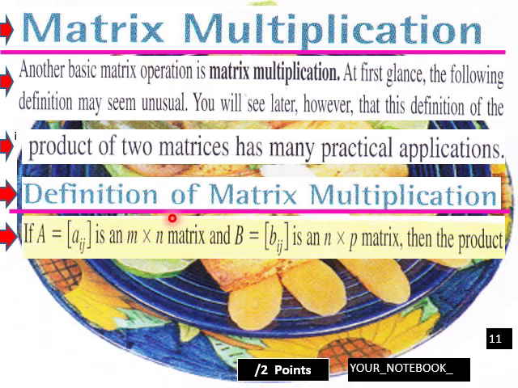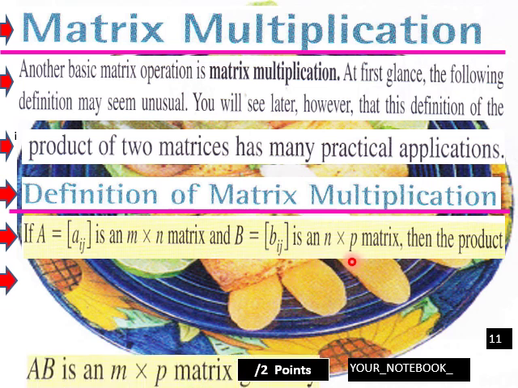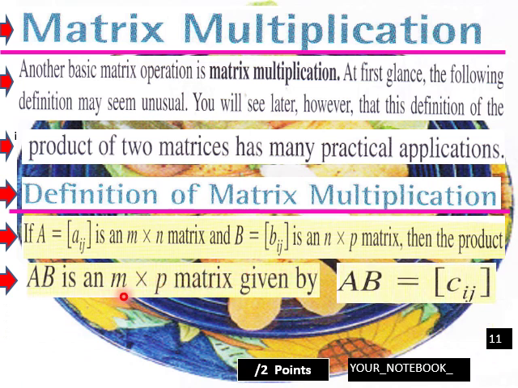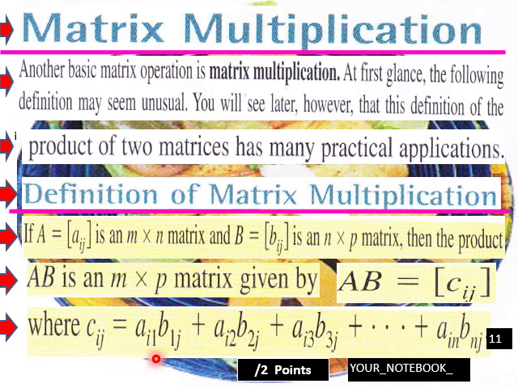So the definition of matrix multiplication: if A equals bracket Aij is an m times n matrix and B equals bracket Bij is an n times p matrix, then the product AB is an m times p matrix given by AB equals bracket Cij, where Cij equals ai1 b1j plus ai2 b2j plus ai3 b3j plus ... plus ain bnj. So what does all that mean?